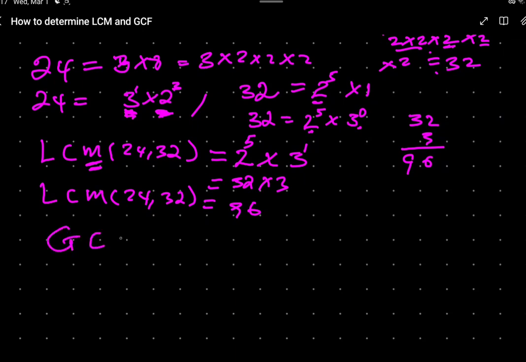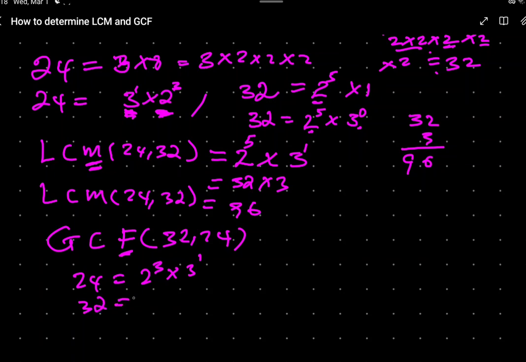factor of 32 and 24. So what you do here is you again use the prime numbers to get the factors too. We have already said that 24 is 2 to the power of 3 times 3 to the power of 1, and 32 in the prime factorization is 2 to the power of 5 times 3 to the power of 0. Now we are looking for the greatest common factor of 32 and 24.